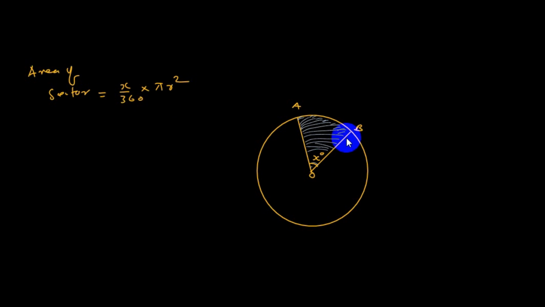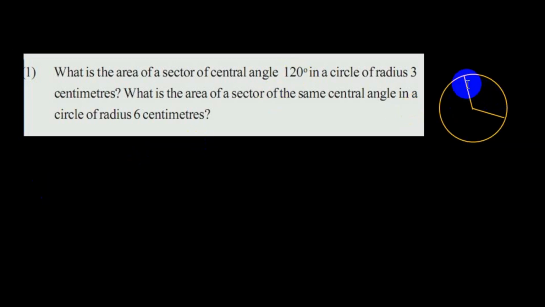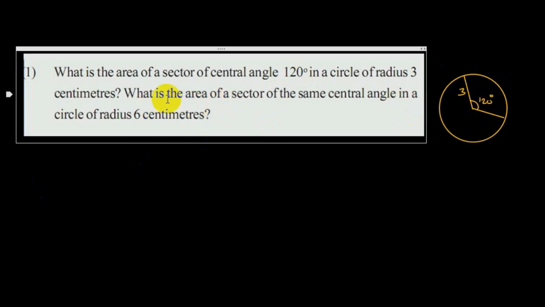Now, let us apply this result to do some problems. See the first question in your textbook. Read the question. What is the area of a sector of central angle 120 degree in a circle of radius 3 centimeters? A circle is there and a sector is marked such that its central angle is 120 degree. Let this be the sector with the central angle 120 degree. Its radius is 3 centimeter. Now, what is the area of the sector of the same central angle in a circle of radius 6 centimeters?